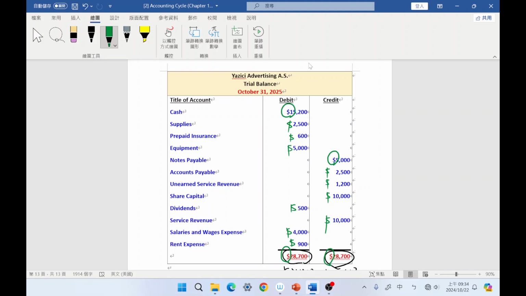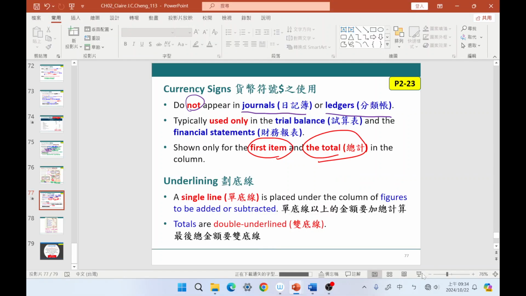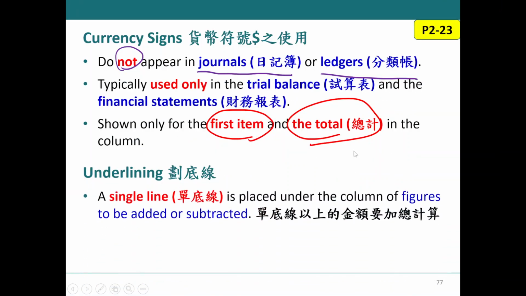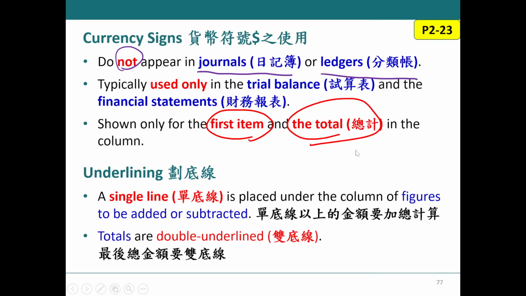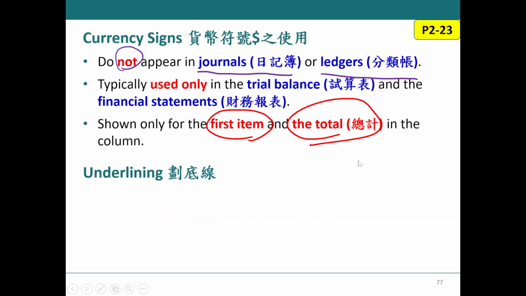So nothing wrong, but we just make it simple. So when you put numbers, the dollar sign goes only on the first and last one. Any questions? No problem? Okay, how about underline?